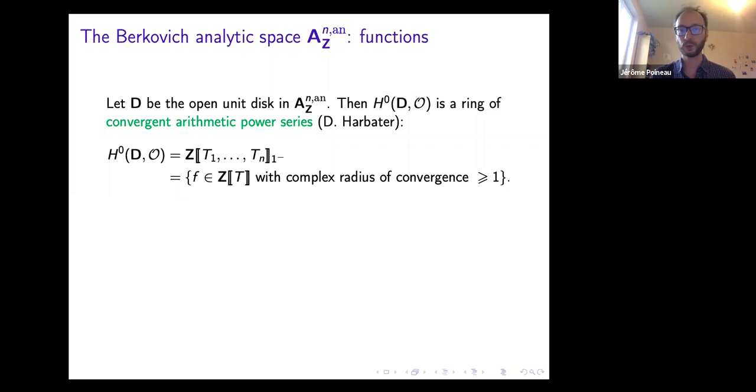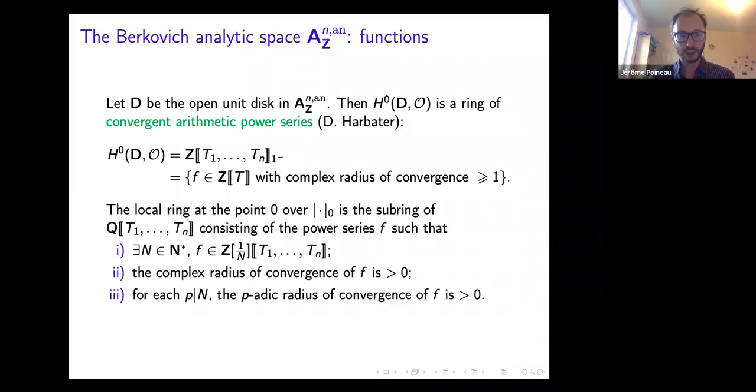And so I'm going to give two examples. So what you should think about functions on Berkovich spaces of a Z as functions with some analytic features and some arithmetic features. So for instance, if we look at the relative open union disk of a Z, the functions we get are exactly those that I wrote down here. So there are power series with coefficients in Z, so that's the arithmetic feature, but with complex radius of convergence at least one. So you require some convergence conditions. That's the analytic feature. So that's a global ring, a typical global ring.